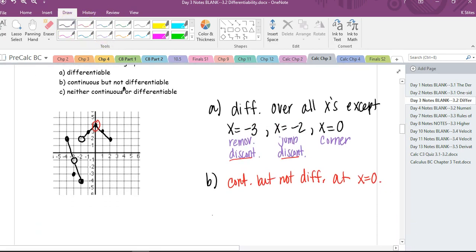And finally, where are we neither continuous nor differentiable? It's not continuous, and it's not differentiable either. Those are your other 2 locations. So we are neither continuous nor differentiable at x equals -3 and x equals -2.